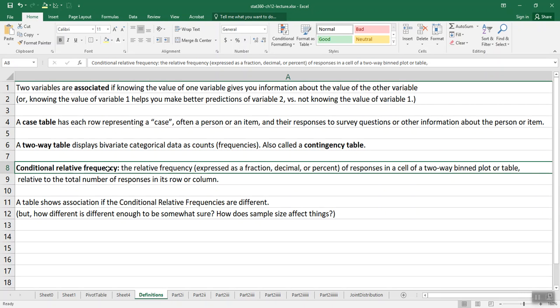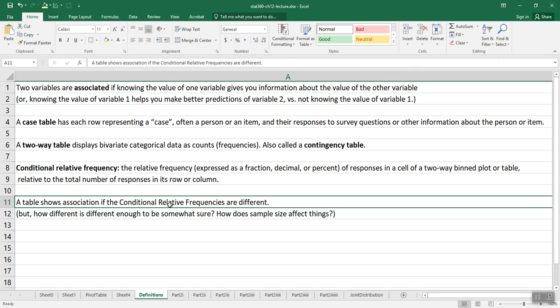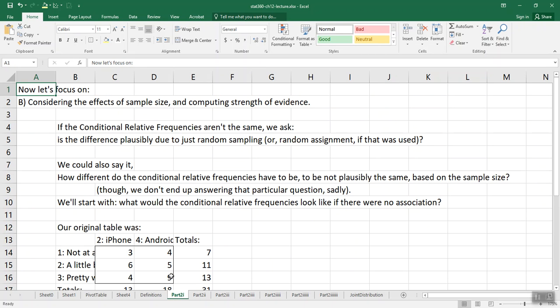The conditional relative frequency has this definition, and a table shows association if conditional relative frequencies are different. But how different is different enough? Is 1% difference enough? Does the sample size matter? So that's the kind of thing we're going to be talking about.